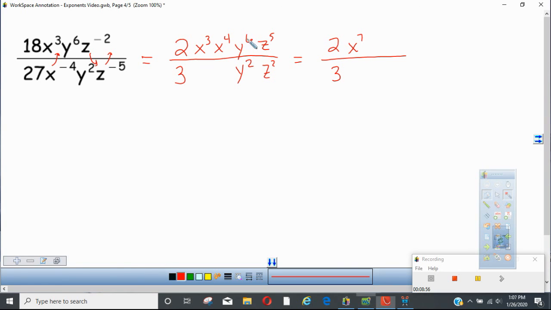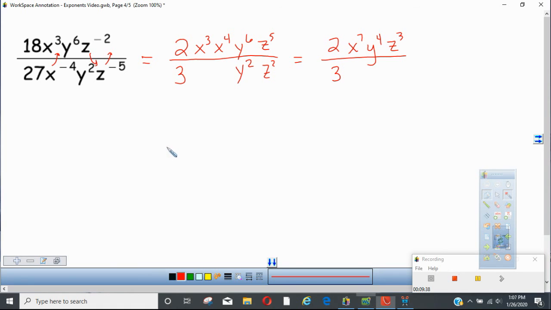All right, then we're going to subtract, because these are being divided, because one's on top, one's on bottom. So we're going to go 6 minus 2 is 4. And where did the 4 y's go? They're going to go on top because there's more y's on top. So we got y to the 4th. Okay, then we got 5 z's on top and 2 on the bottom. They're going to cancel out. So 5 minus 2 is 3. Where do the 3 z's go? On top, because there's more z's on top.